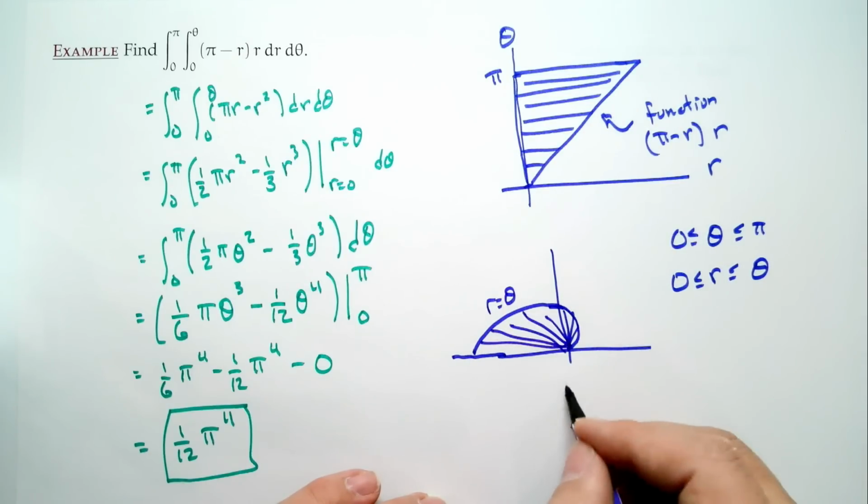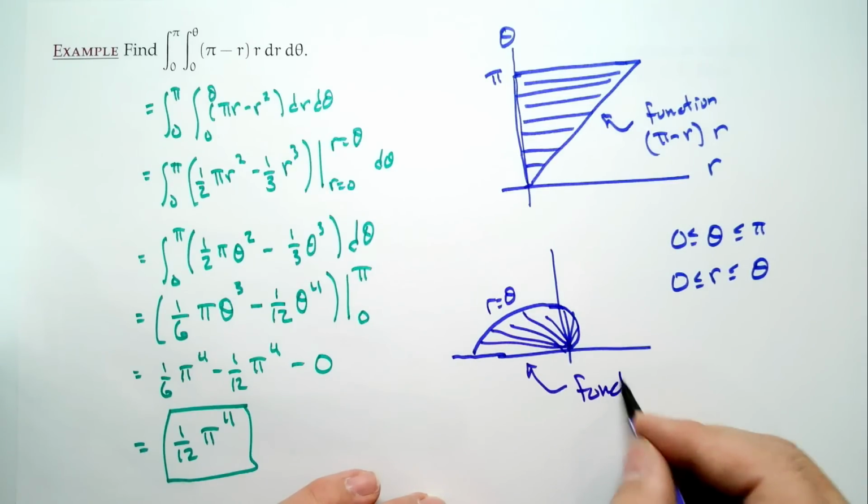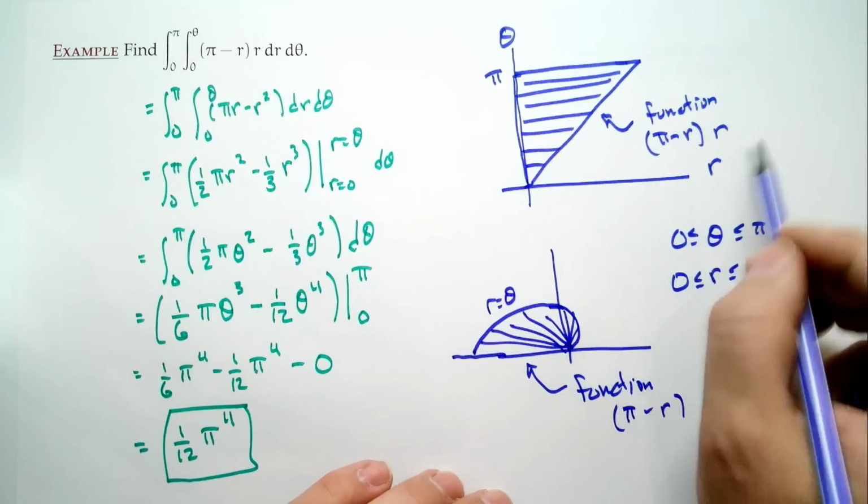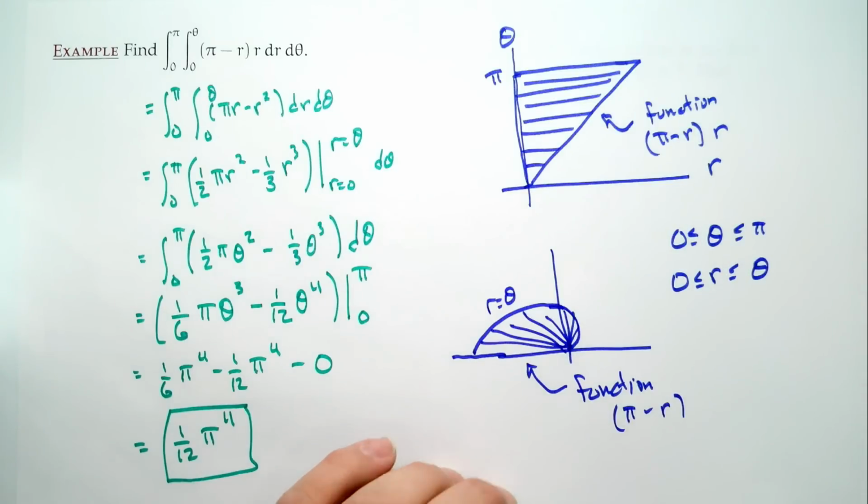But what's the function? Which function would we be integrating here? Yeah, in this case, the function would be pi minus r. In other words, we wouldn't have the r anymore. It would be pi minus r. Now, why is it pi minus r, not r dr d theta? Sorry, pi minus r times r. Whoops, gave it away. Okay.